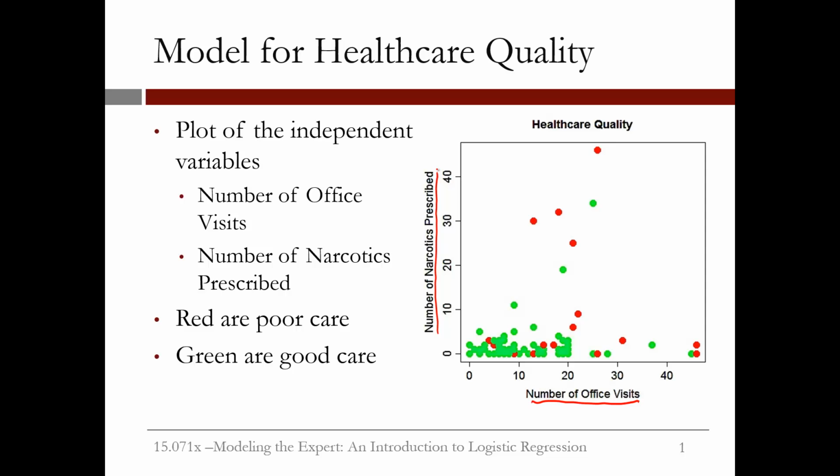It's hard to see a trend in the data by just visually inspecting it, but it looks like maybe more office visits and more narcotics, or data points to the right of this line, are more likely to have poor care. Let's see if we can build a logistic regression model in R to better predict poor care.